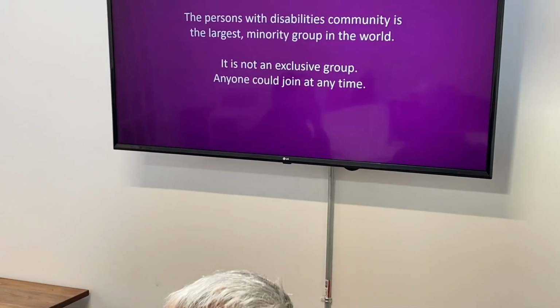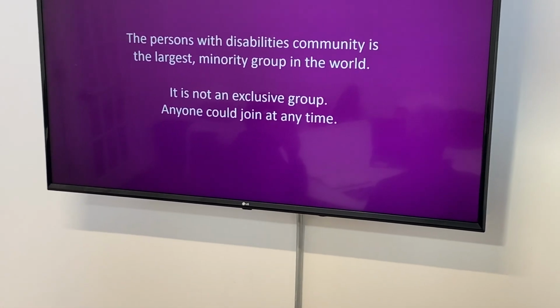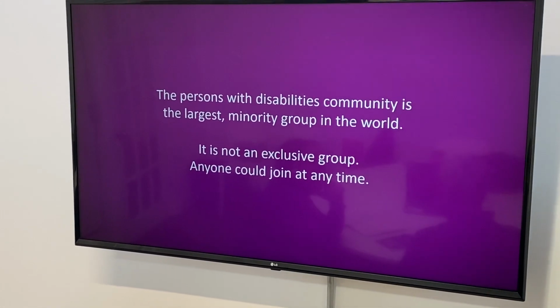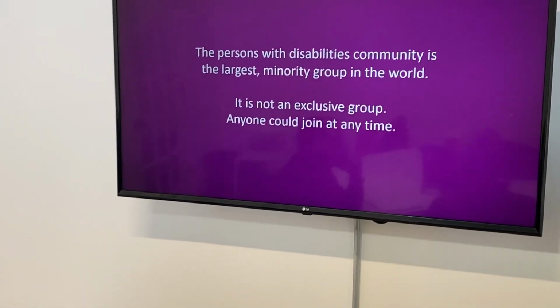So, the persons with disabilities community is the largest minority group in the world, and it's not exclusive. Any one of us can join at any time. That could come from an accident. It could come from being born with a disability, or as we've covered, the simple act of aging. It's going to render many people with disabilities going into their later stages of life. So we're not even talking about that.